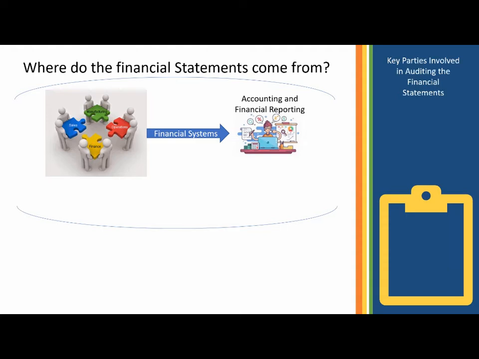And so when we start to discuss the key parties involved in the auditing of financial statements, the first point is management. Management will review these financial statements and ensure that they have all the proper disclosures, and that all the internal controls throughout the company are working properly. So management is truly our first party involved in auditing the financial statements.